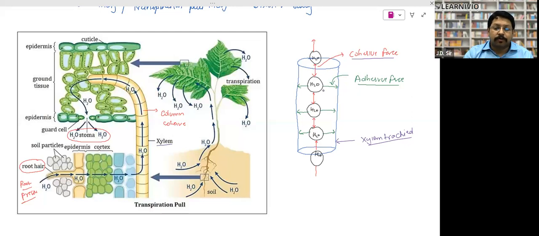So what does cohesive force do? Cohesive force helps in the formation of the water column. What does adhesive force do? Adhesive force does not allow the water column to fall down, right? And what are the two forces? Transpirational pull and root pressure. They work in transpiration. Tell me, is this concept clear or not?